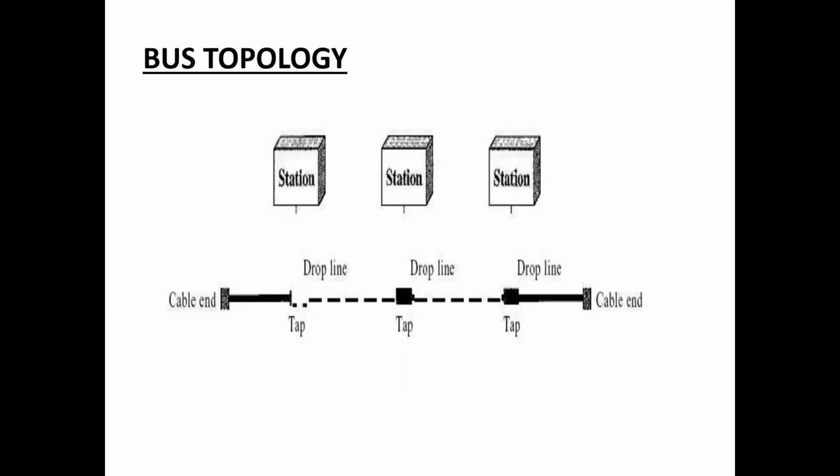The advantage of bus topology is that it is easy to install the network by using one long cable. The installation is very easy. The disadvantage of bus topology is that it is difficult to add new devices. Suppose there are 3 stations in this diagram. If you want to add station 4, that is difficult.